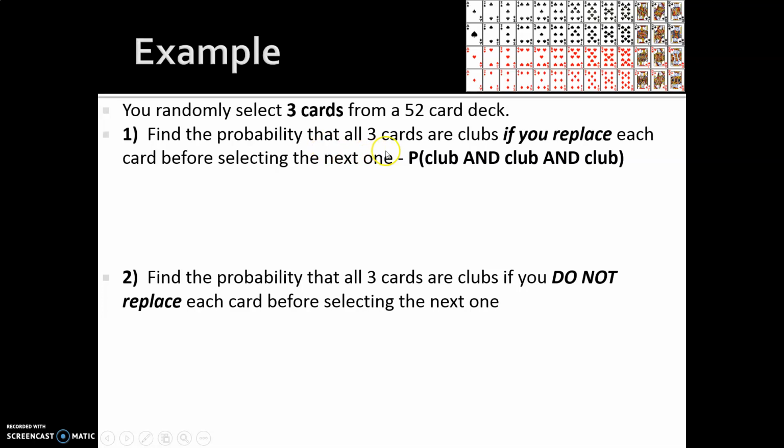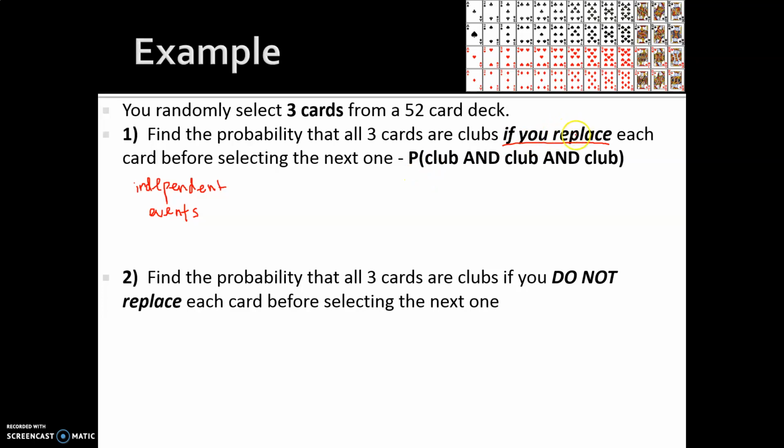Find the probability that all 3 cards are clubs if you replace each card before selecting the next one. So in other words, find the probability of a club and a club and a club. Alright, so one key phrase here is this phrase right here, if you replace. So this involves replacing the card and means that we're going to have independent events each time. So this is a situation where we have independent events. Anytime you replace a card, you're resetting the probabilities.